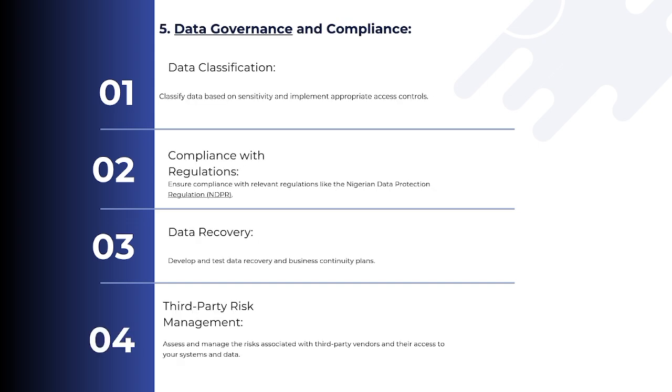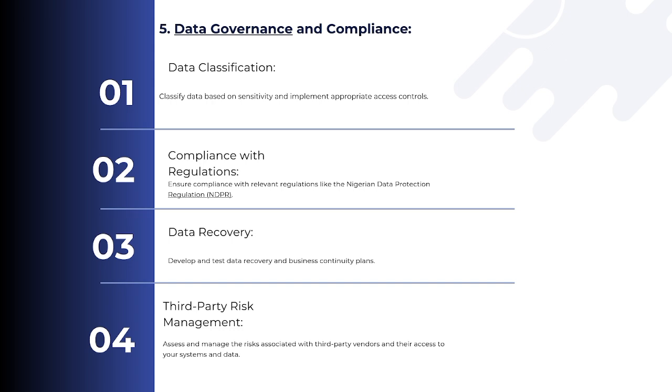Next and the last, we have data governance and compliance. And first one, we have data classification. Data classification involves categorizing data based on its sensitivity and importance, such as public data, internal data, confidential data, and highly sensitive data. And next one, we have compliance and regulation.